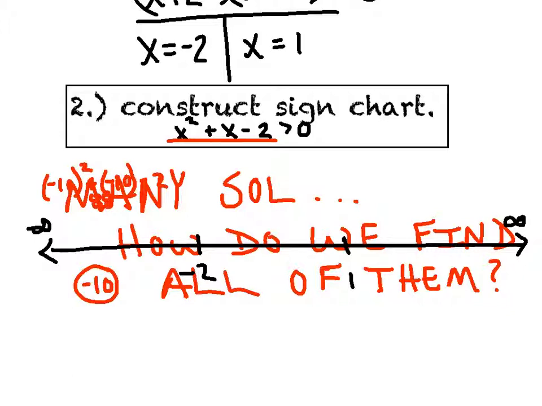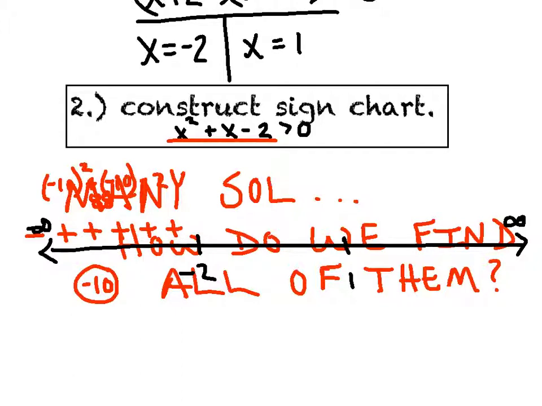Now, I'm not so worried about the fact that it's an 88. What I'm mostly focusing on is that I got a positive answer. So what we're trying to say is that any number that falls between negative infinity and negative 2 produces a positive number when plugged into our original quadratic.